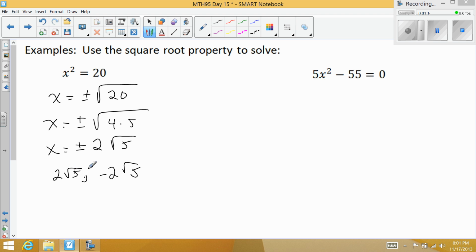So I'm going to make that a little more legible. It is not 2 plus or minus the square root of 5, which is a very different decimal approximation than these two. So don't do that.